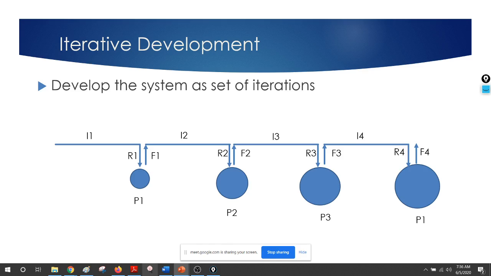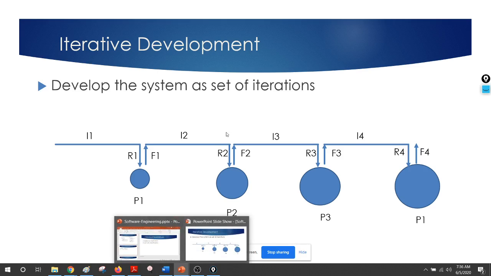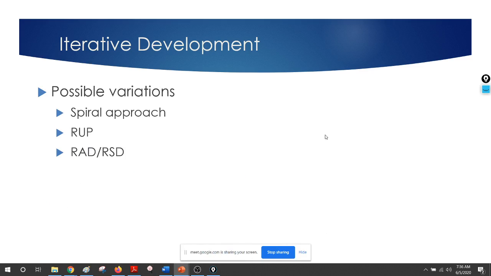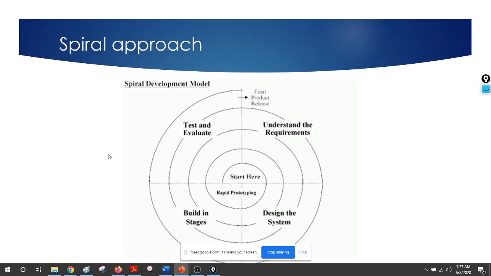Your customer is also happy, you also have no problem, because otherwise you are under stress, you have a lot of uncertainty, you don't know whether your customer is going to like your product. But now you know what is going to happen, right? Good or bad, early feedback is very important. Okay, right? So we discussed the good and bad things. So under iterative development, we have the spiral approach, rapid application development, rational unified process, RAD or RSD, right? I am not going to go into detail about those things, right? Those are some variations of the iterative approach, right?